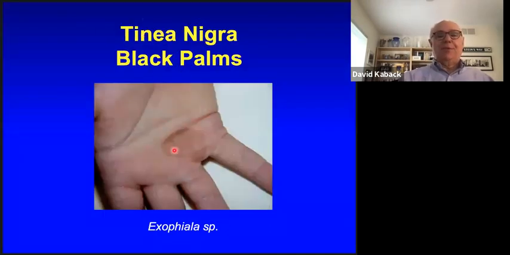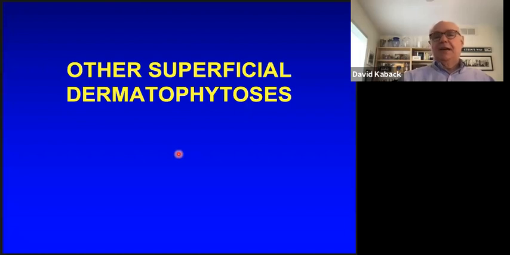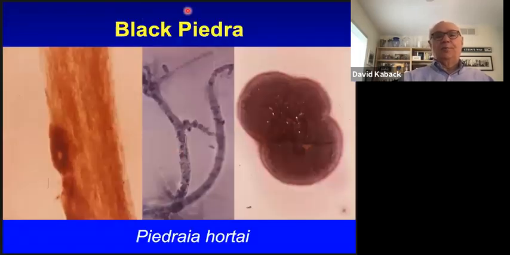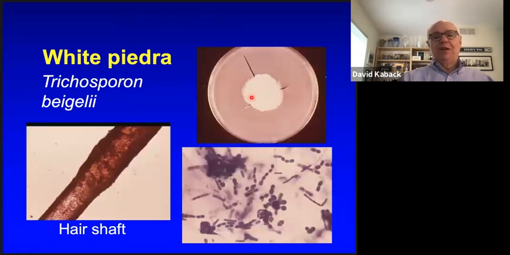Tinea nigra is black palms, caused by a fungus called Exophiala that is very dark pigmented, that will grow in your skin, shown here. Finally, there's a disease called pedra of the hair, caused by this. This grows out to be a black fungus, hence this is called black pedra, grows on the hair shaft. And then we have white pedra, also caused by a fungus that grows on the hair shaft. And because this grows as a white colony, it's known as white pedra.